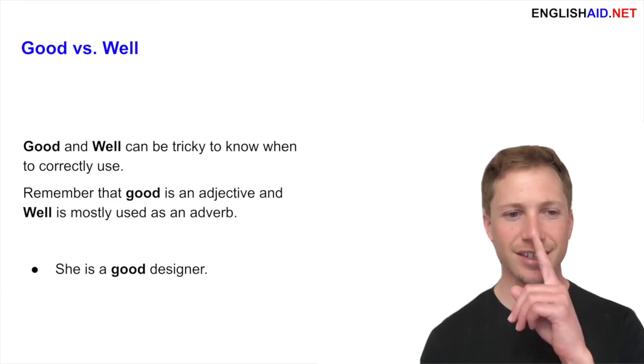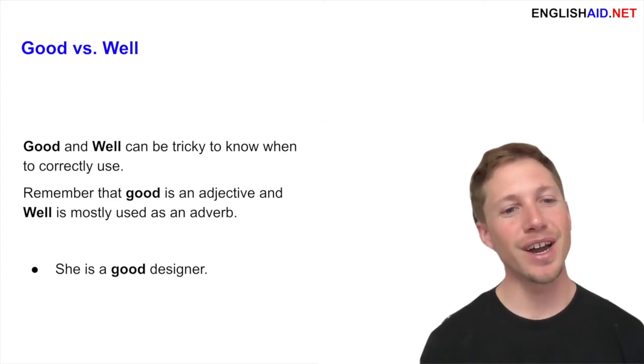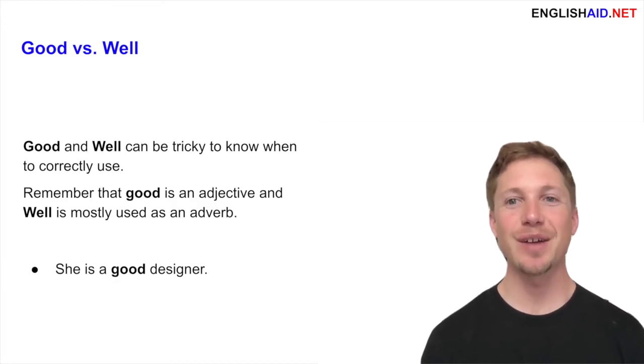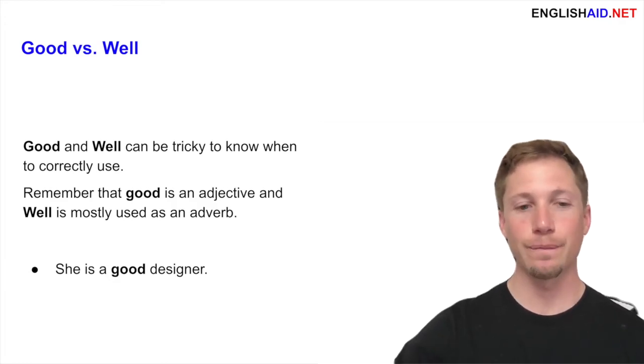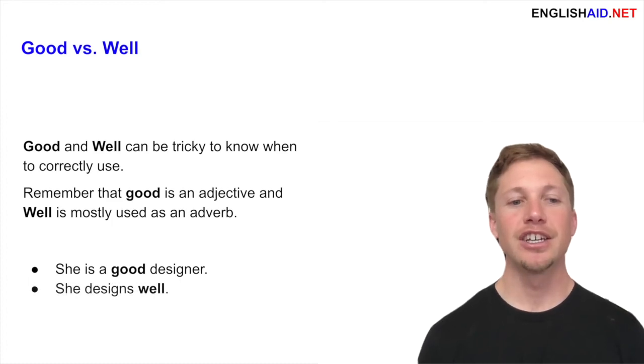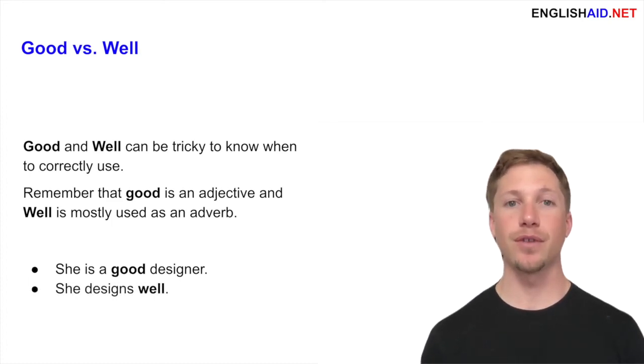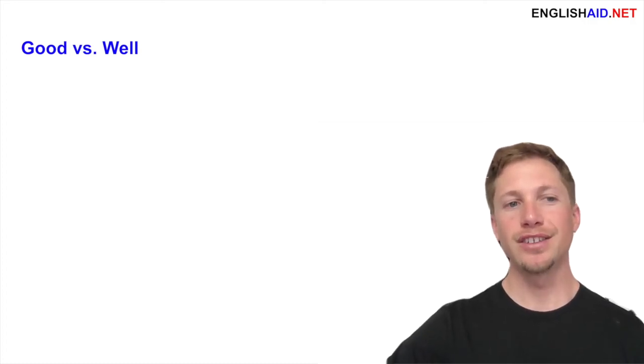Oop, did I just say singer? I don't know why I read it like that. She is a good designer. So good here is describing the designer. It's as an adjective. Let's have a look at the next example. She designs well. Now we're using well as an adverb.